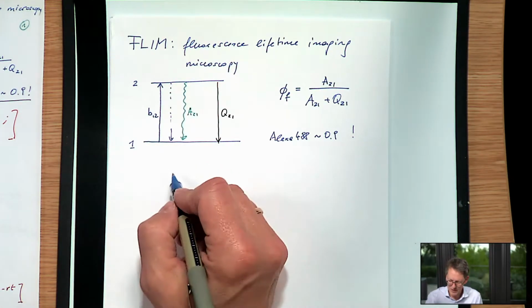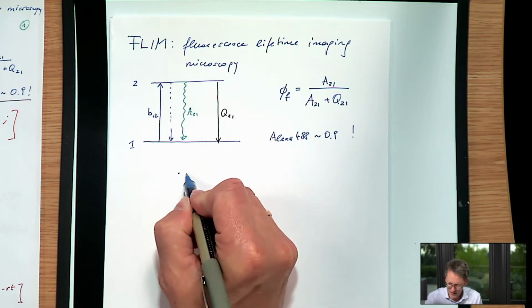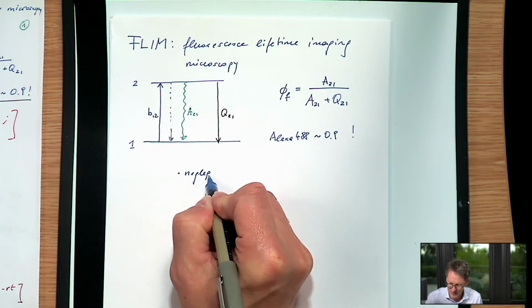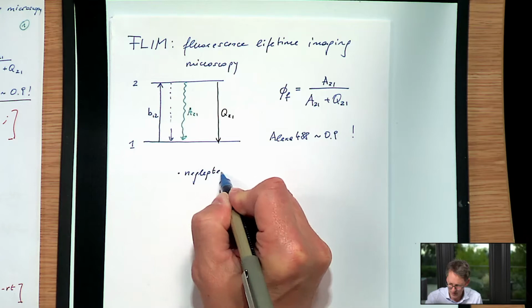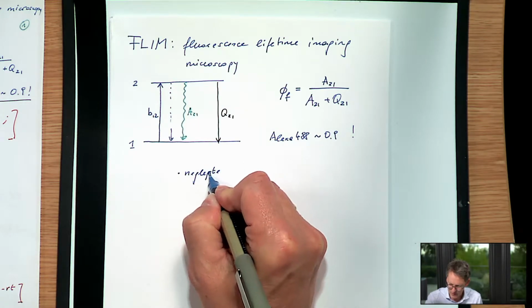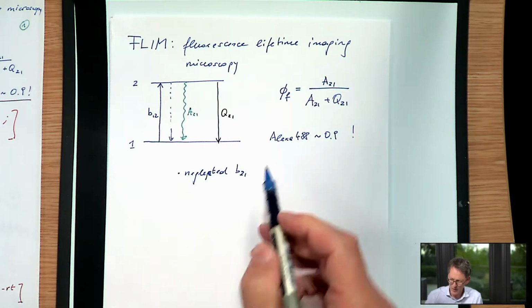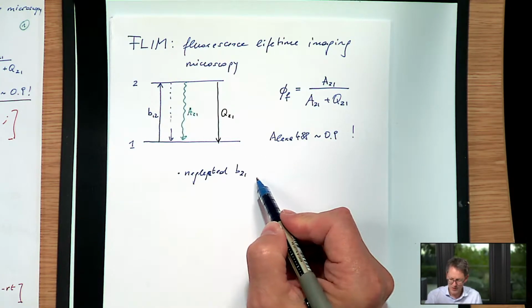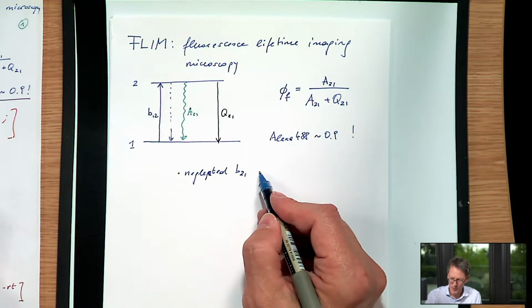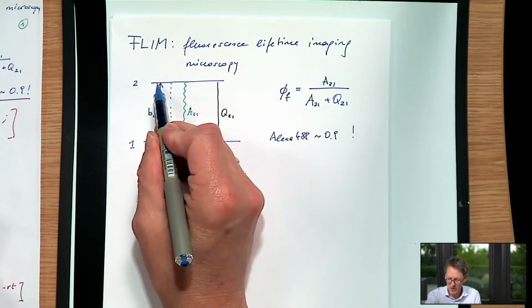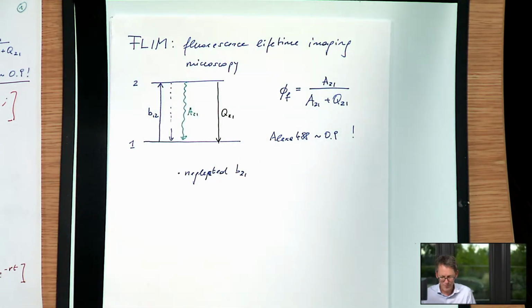And so again, I just state what I've already said. We have neglected B21 here, which holds for low laser powers, and it holds for the case where N1 is much larger than N2.